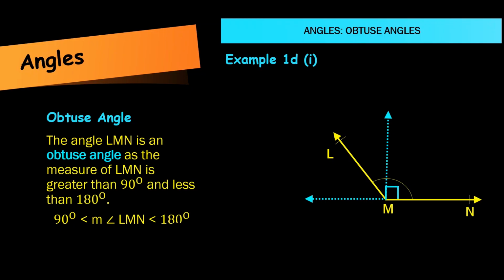In this diagram, the angle LMN is an obtuse angle, as the measure of LMN is greater than 90 degrees and less than 180 degrees. This is also an obtuse angle, and this one.